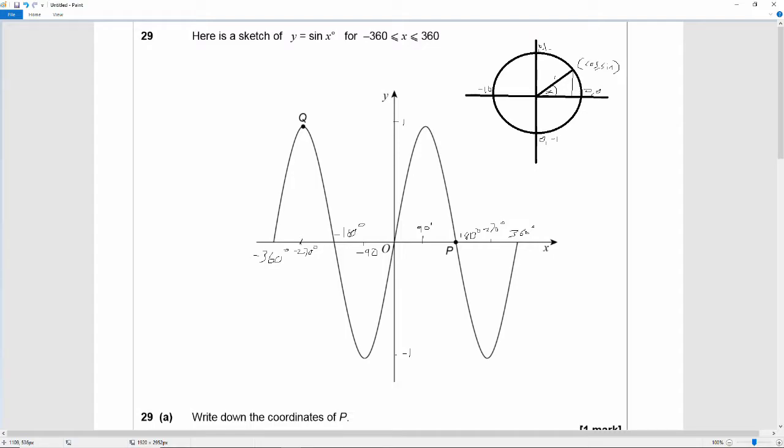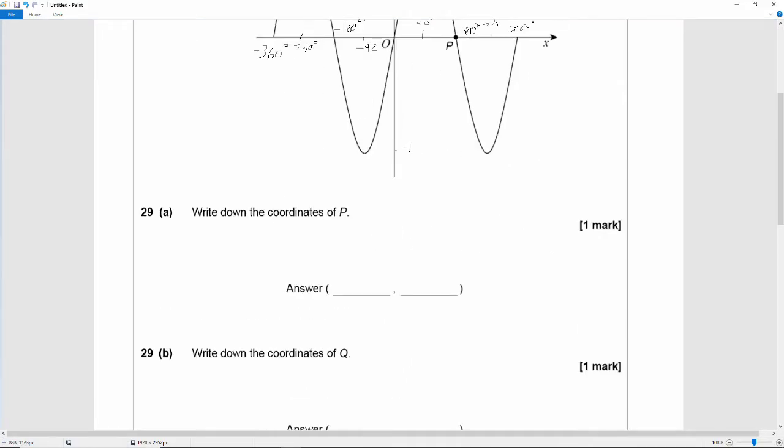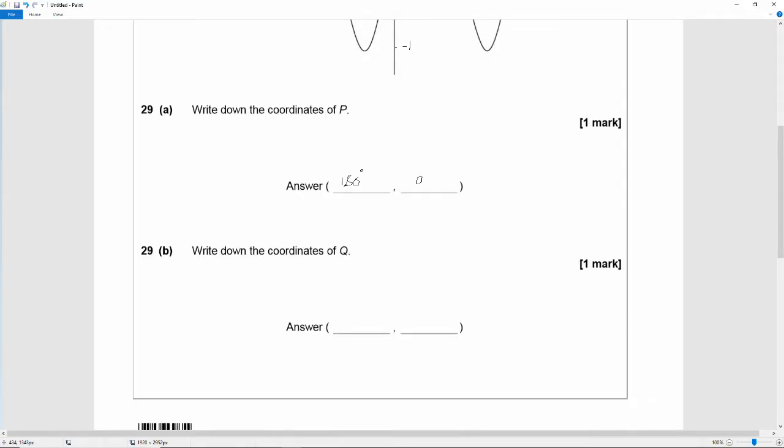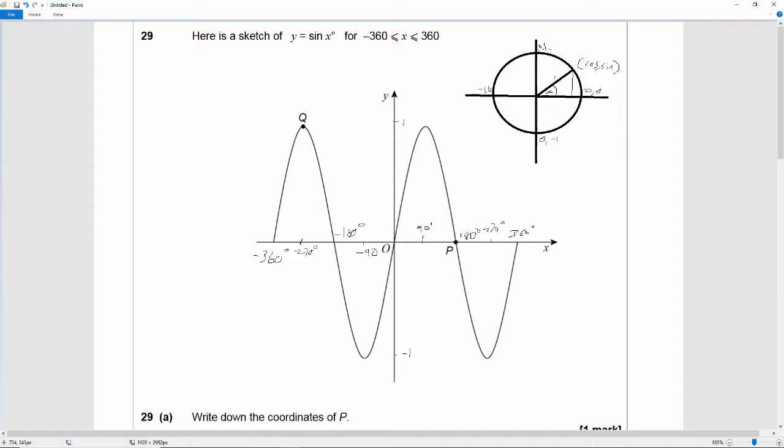So our coordinates for P is 180 degrees, 0, because it's on the x-axis. So it's 180 degrees, 0. And then 29b says write down the coordinates of Q. So Q is negative 270 degrees, 1.